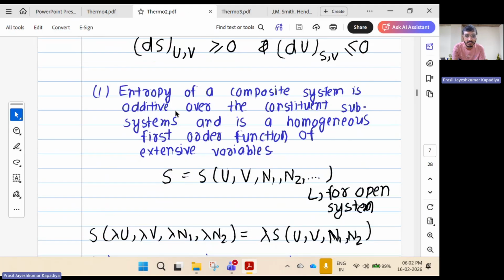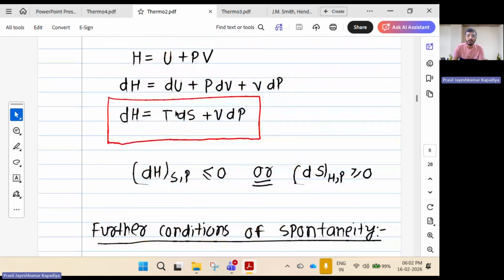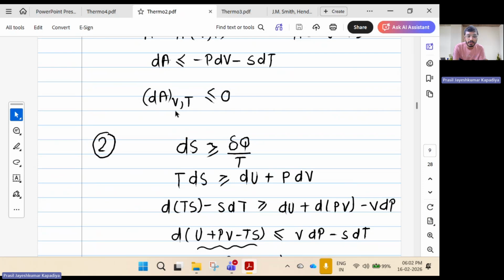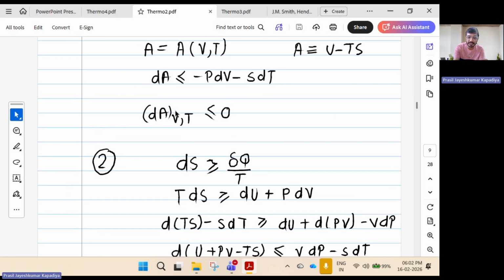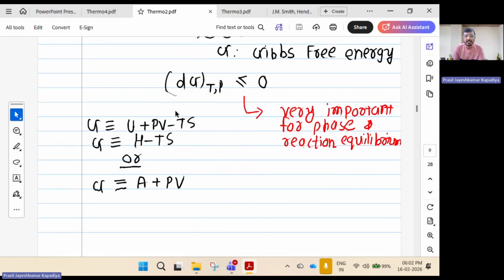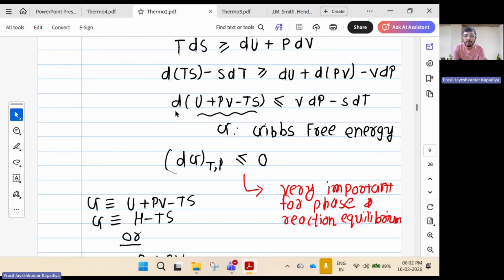If you remember these equations, we derived that dU is equal to TdS minus PdV. This is the combined first and second law of thermodynamics. Then we derived dH is equal to TdS plus VdP. Further, we derived dA is equal to minus PdV minus SdT. And at the end, we derived dG is equal to VdP minus SdT.